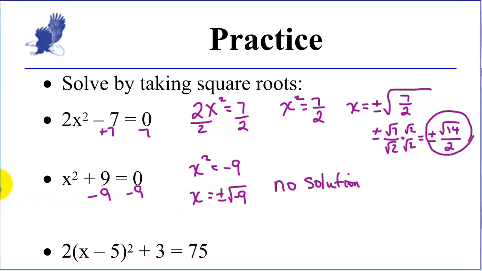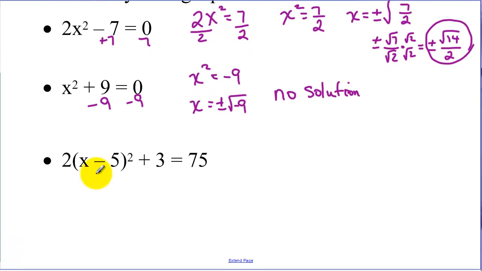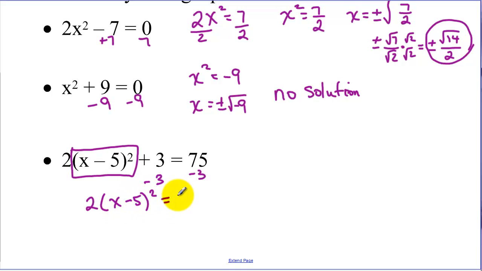Our last example here, instead of having the x squared, we have an expression, but the process is the same. We want to get the part that's squared by itself, so we're going to subtract 3. So we get 2 times the quantity x minus 5 squared equals 72. We're going to divide by 2, so we get x minus 5 squared equals 36.